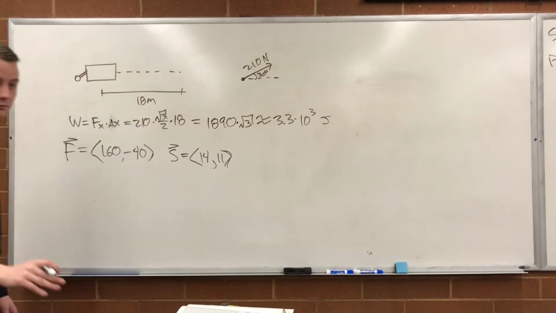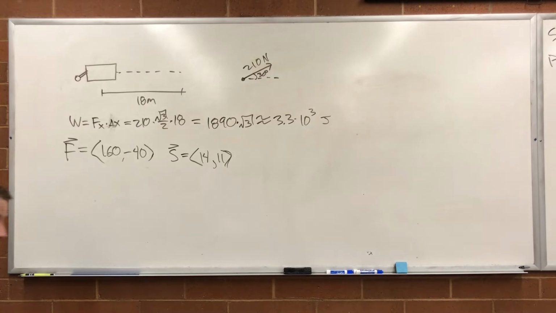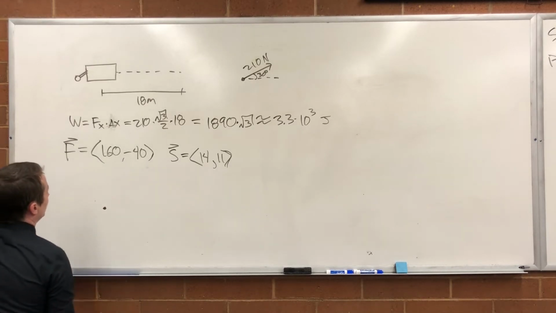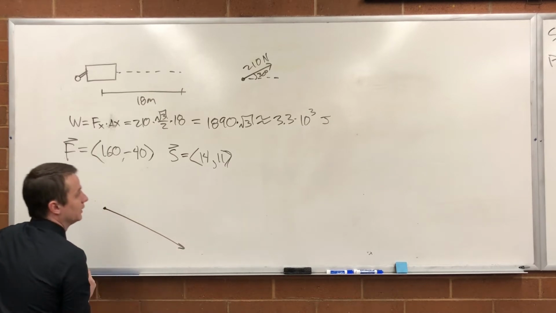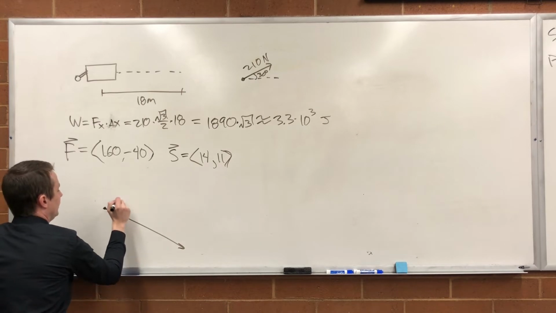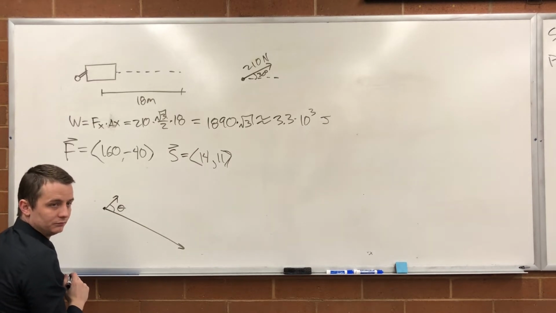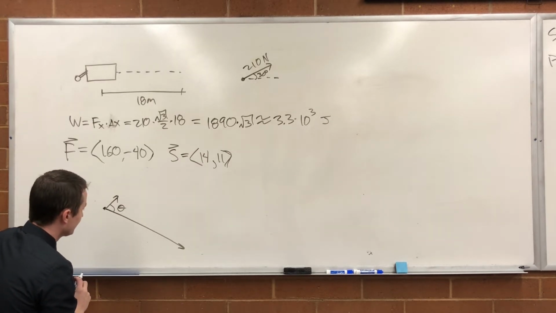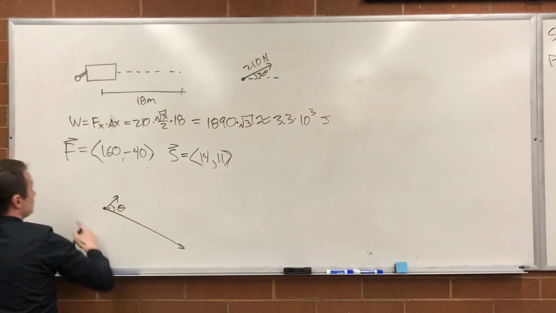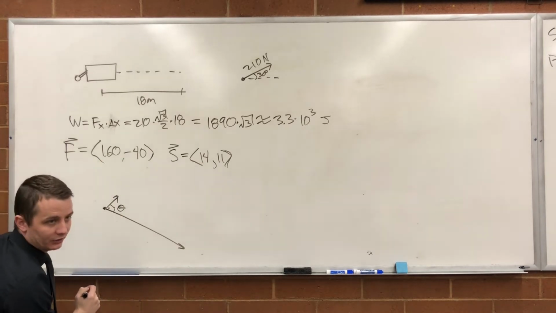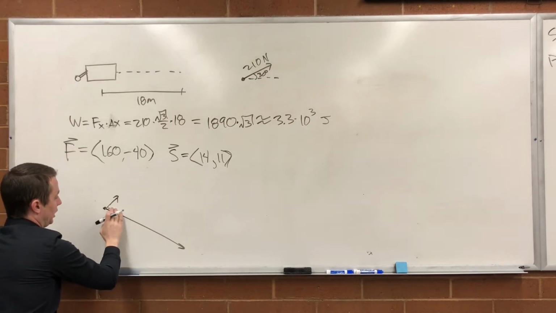So now how much work does he do? You can try and draw this whole thing out. Let's see, he goes 160 over and 40 down, so that's a force vector like that, kind of. And then the displacement vector is 14 over and 11 up. And then you can try and find the angle between them. How do you find the angle between them? You'd have to find the angle that this one makes, find the angle that this one makes, add the angles together using arctangent.